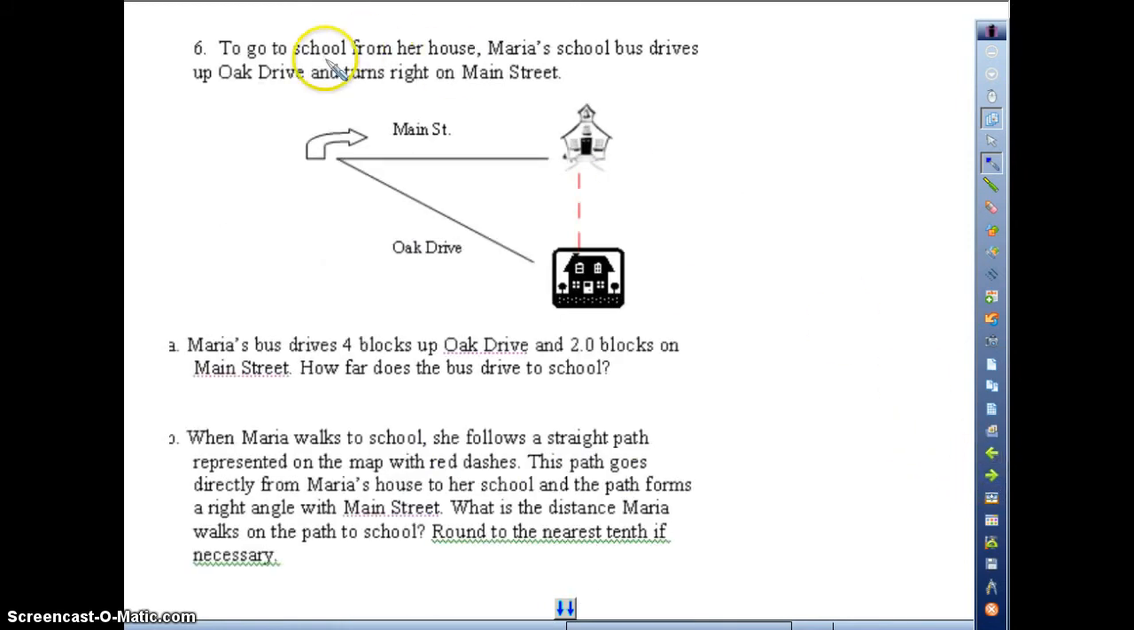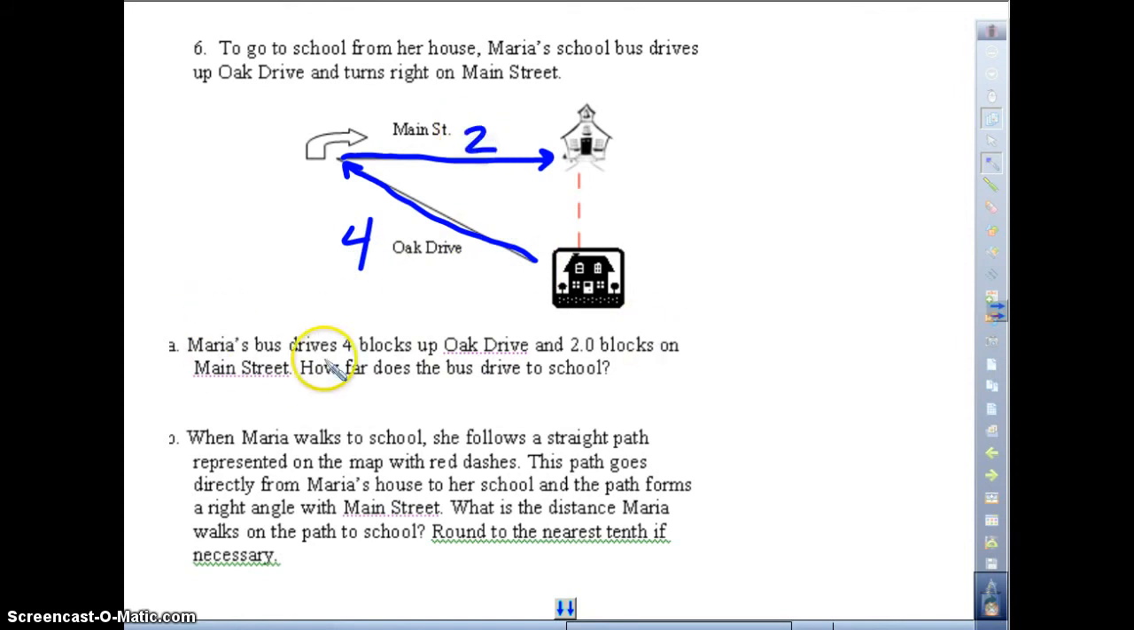Number 6, to go to school from her house, Maria's school bus drives up Oak Drive and then turns right on Main Street. Maria's bus drives 4 blocks up Oak Drive and 2 blocks on Main Street. How far does the bus drive her to school? Well, that's easy. 6 blocks. Okay?